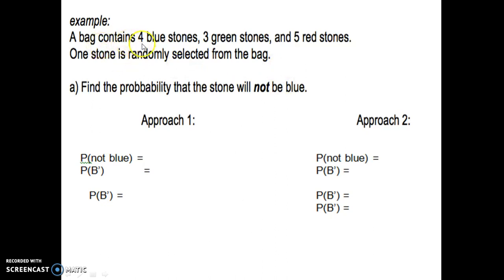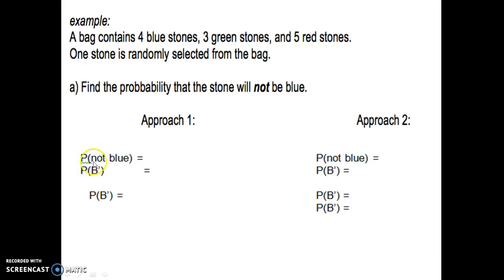All right, here's an example right on your page. We have a bag that contains 4 blue stones, 3 green stones, and 5 red stones. 1 stone is randomly selected from the bag. So you reach in, pull one out randomly. Find the probability that the stone will not be blue. There are 2 approaches you can take here.